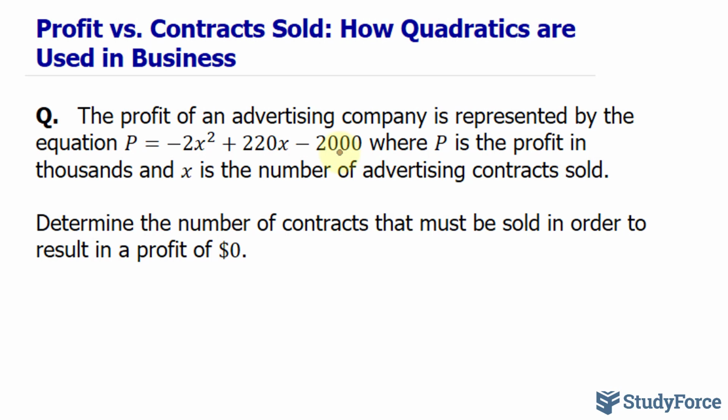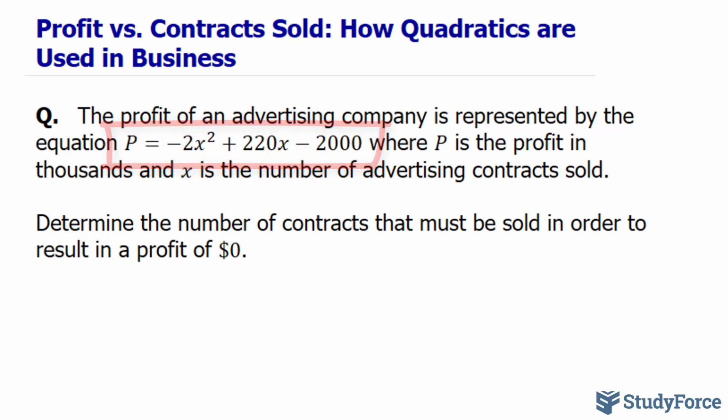So the two variables that we're looking at are profit P and the amount of contracts sold X. And while it's not immediately clear, the amount of profit depends on the amount of contracts sold. Logically, that makes sense. And so we have an equation that is written in terms of X.